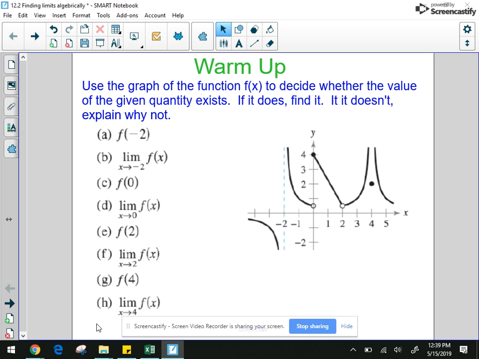Welcome back. Let's see how you did. First question, f of negative 2. We want the value of the function at x equals negative 2. If you look at the graph where x equals negative 2, you can see a vertical asymptote indicating that the function is undefined at that value.